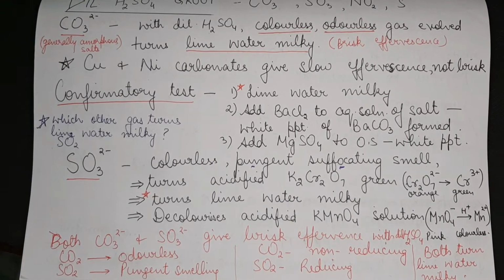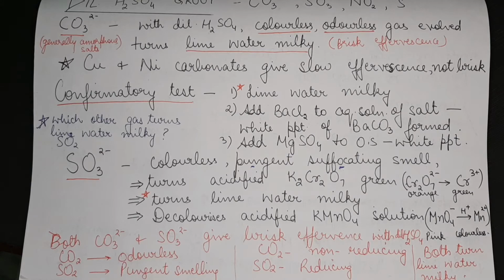Generally, color is associated with either paramagnetism, that is d-d transitions, availability of vacant d orbitals, or it can be due to charge transfer spectra.